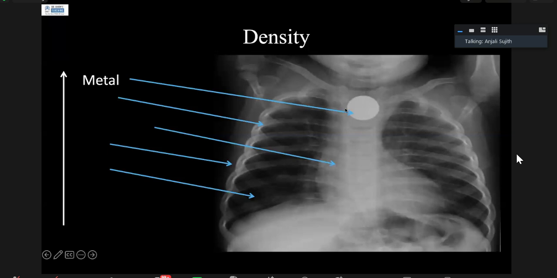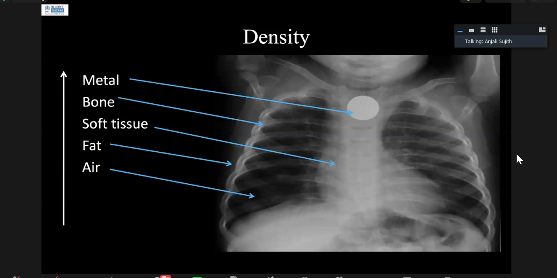Extremely white is usually metal. So the degree of density ranges from extreme white, which is metal, to extreme black, which is air. After metal, you can see that bone is again white, but not as white as metal. And if you look at the center, the heart and the mediastinum, or here, the hypochondrium, which shows the soft tissue density of the liver. That degree of whiteness corresponds to the soft tissue density, and it is lesser than that of bones.